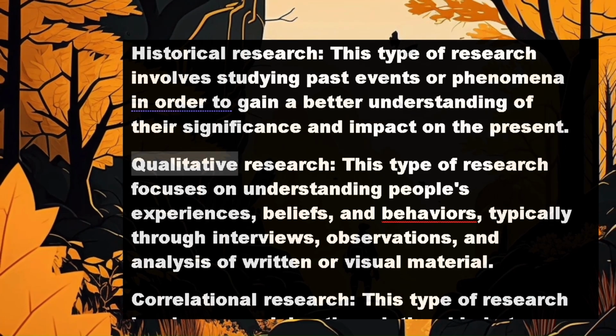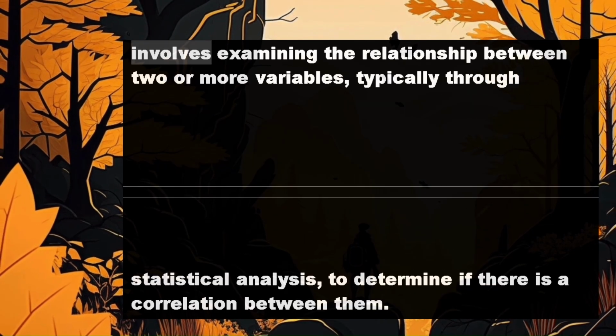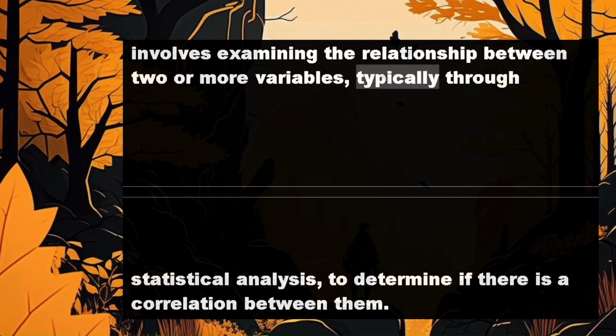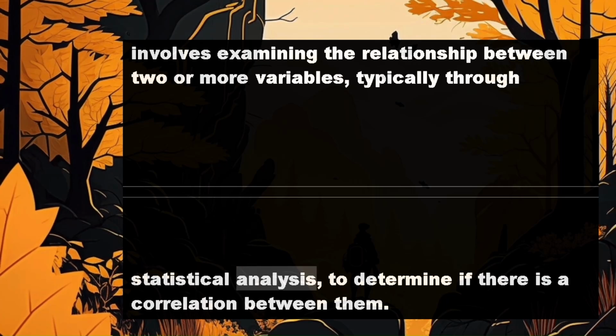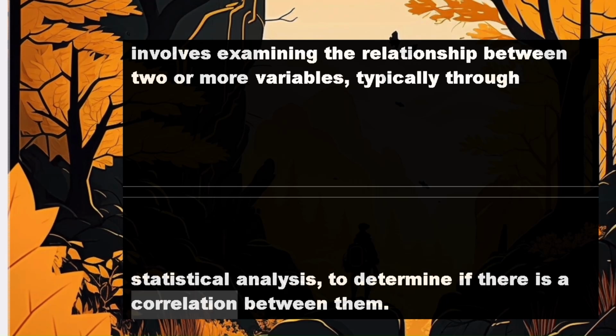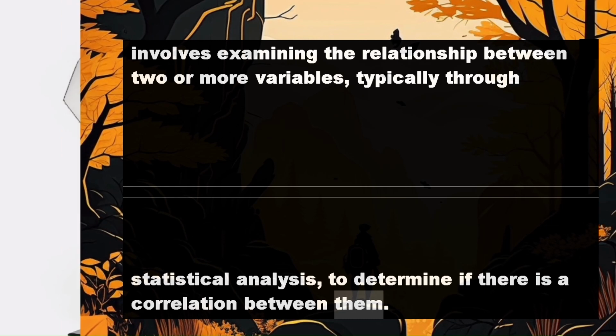Qualitative research. This type of research focuses on understanding people's experiences, beliefs, and behaviors, typically through interviews, observations, and analysis of written or visual material. Correlational research. This type of research involves examining the relationship between two or more variables, typically through statistical analysis, to determine if there is a correlation between them.